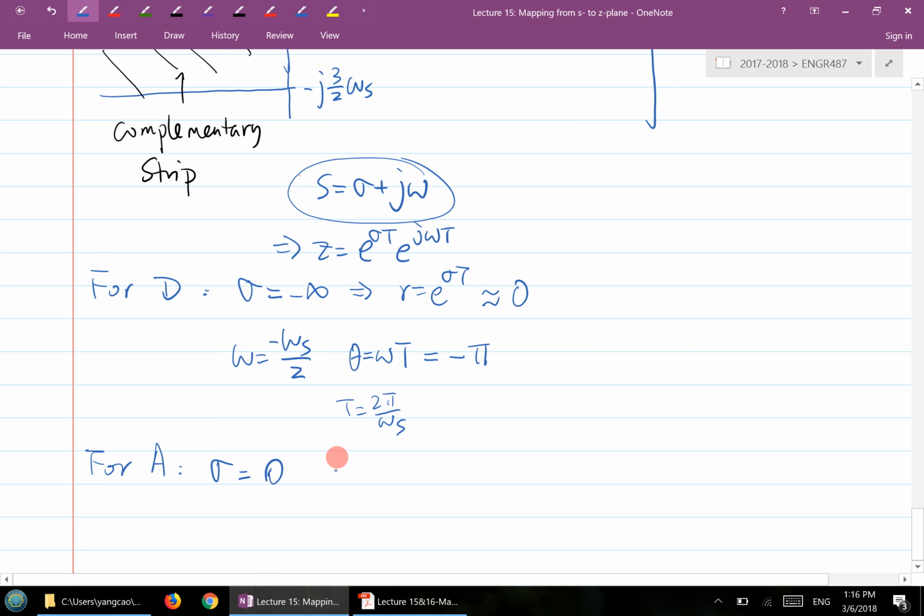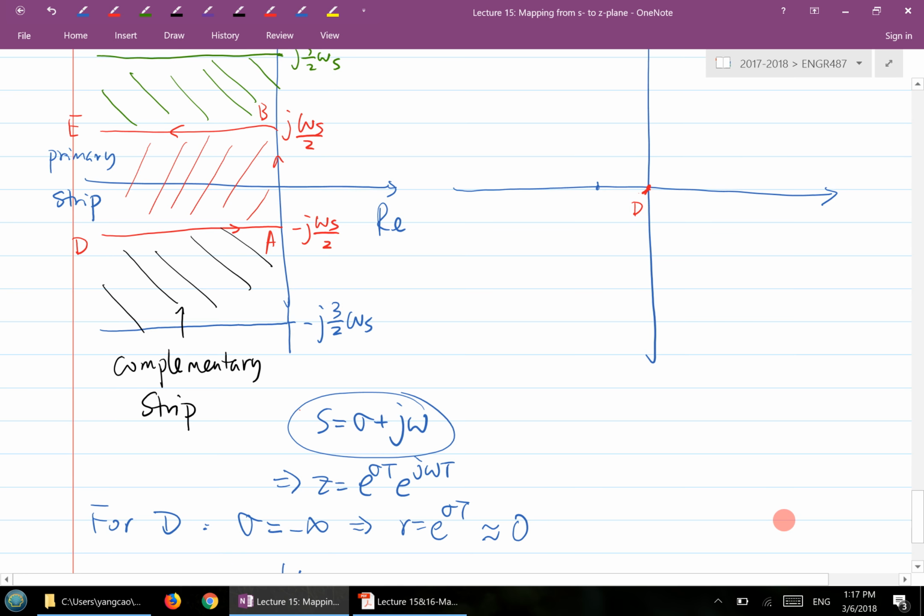So then your z will just equal e to the power of j omega t, and j omega here is negative omega s over 2 times t. So that gives you e to the power of negative j pi, right? Because e to the power of 0 is 1, right? So it is 1 here. So which means, where is my A location?